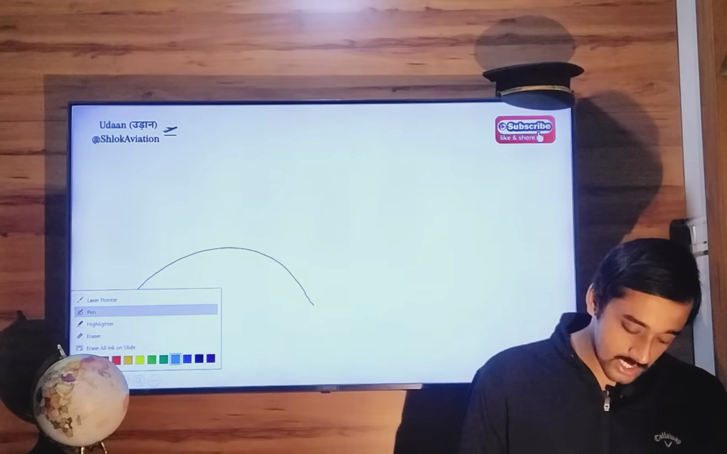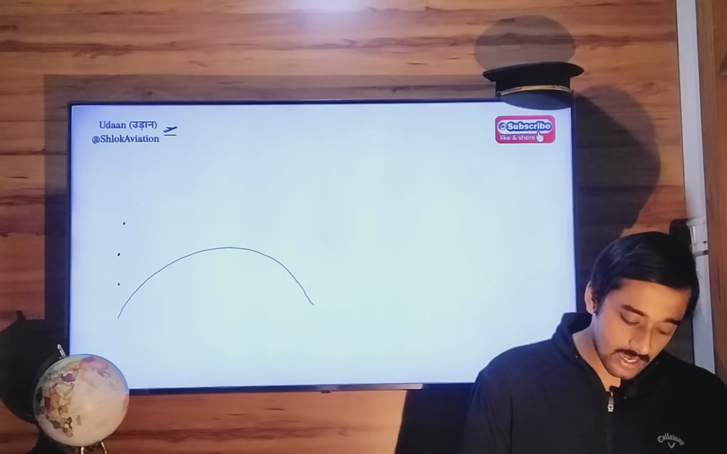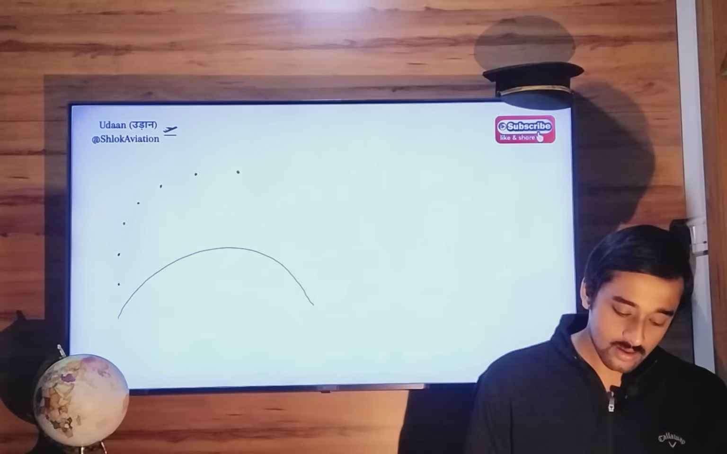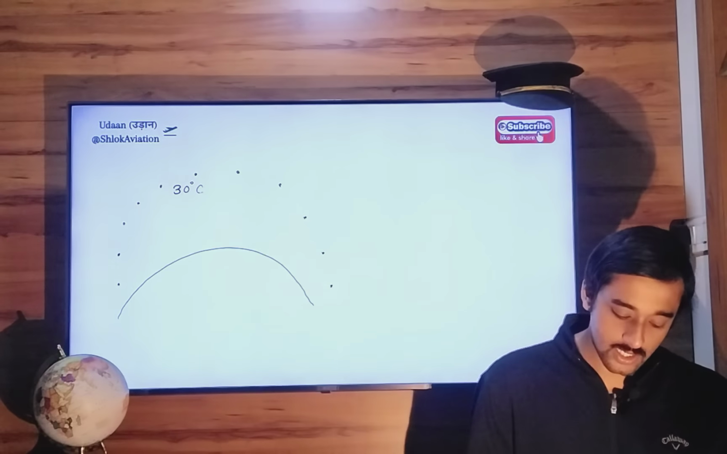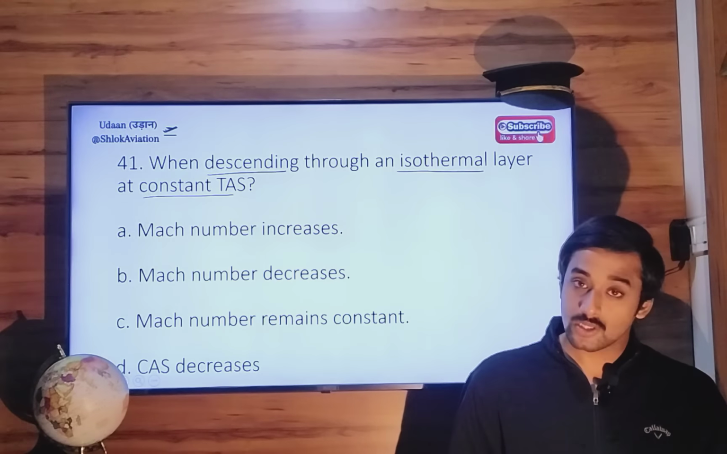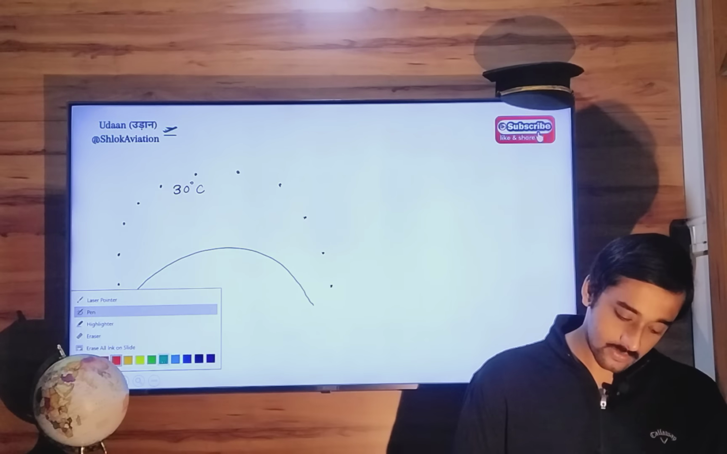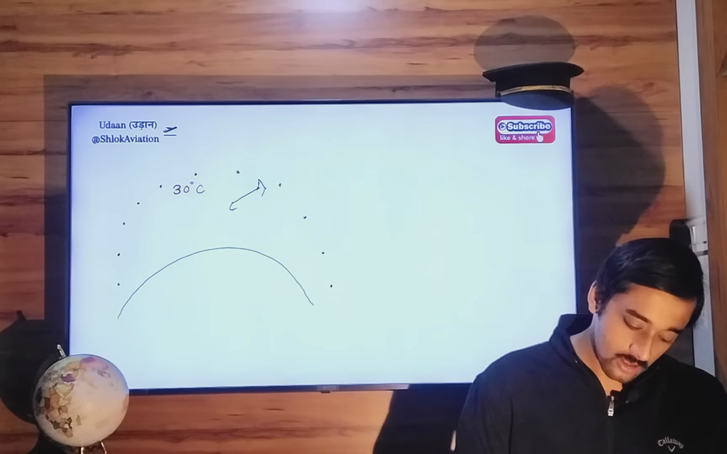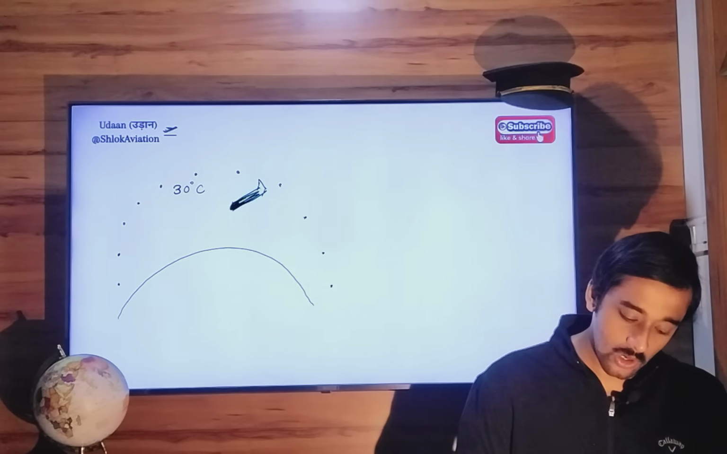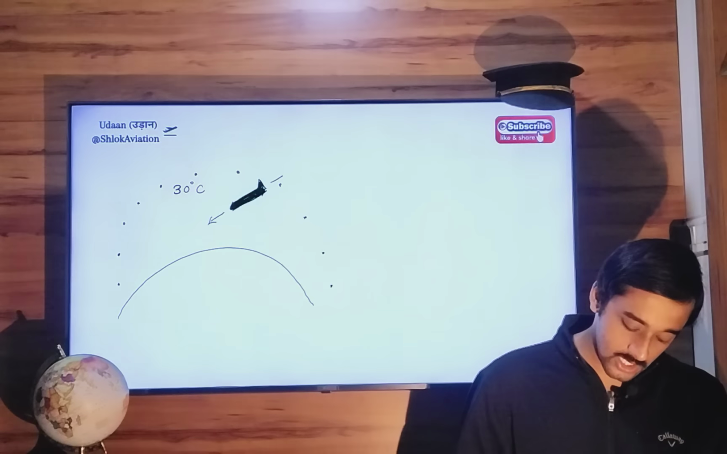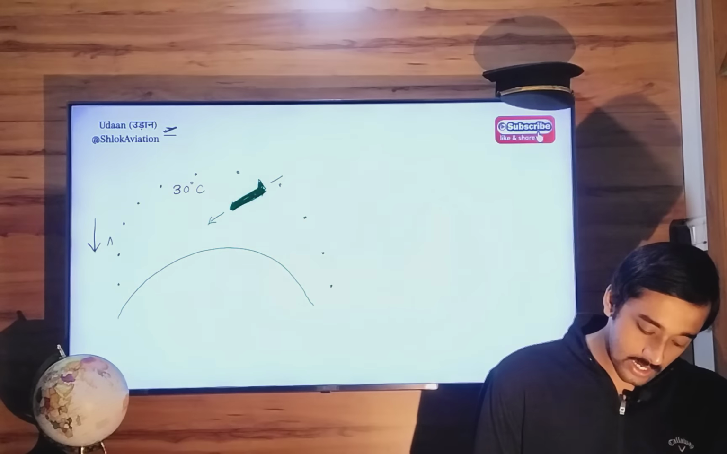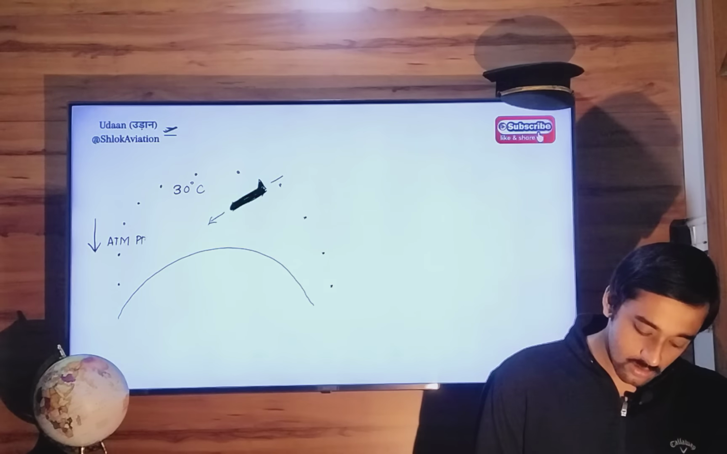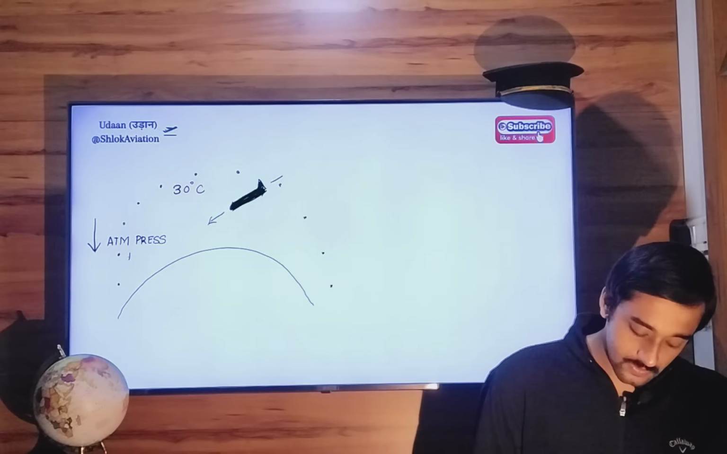So let's say you are flying in such a layer, in an isothermal layer, and the temperature in this layer is 30 degrees Celsius. You are descending through such a layer. Okay, so you are descending. First things first, as you descend to lower altitudes, atmospheric pressure increases, right? Irrespective of temperature, atmospheric pressure increases.